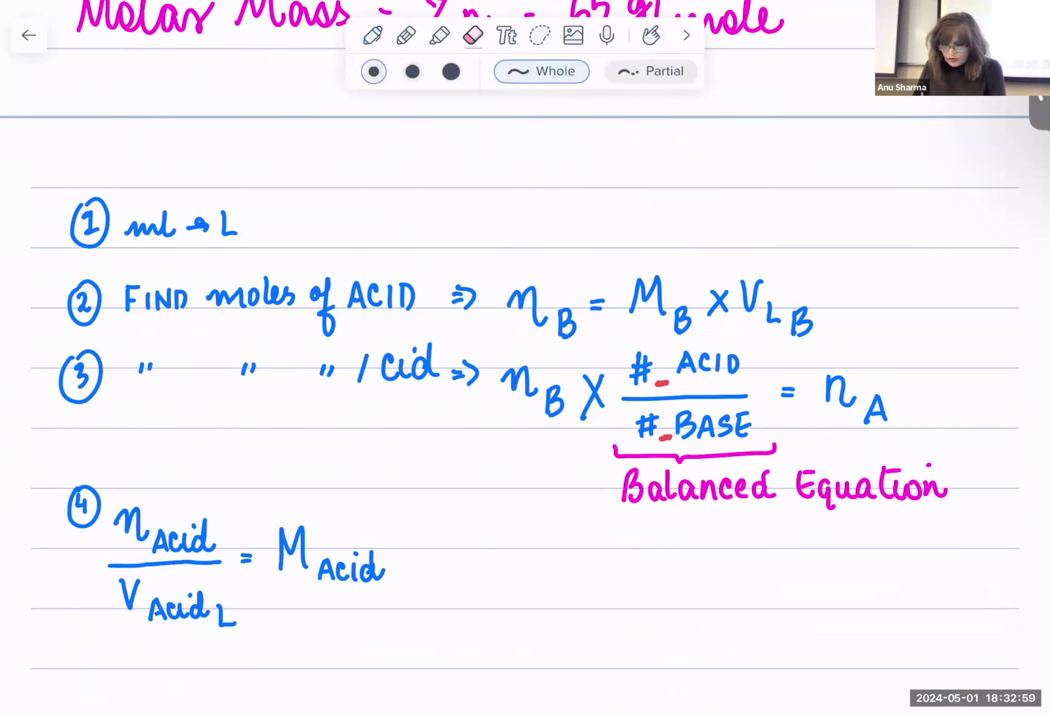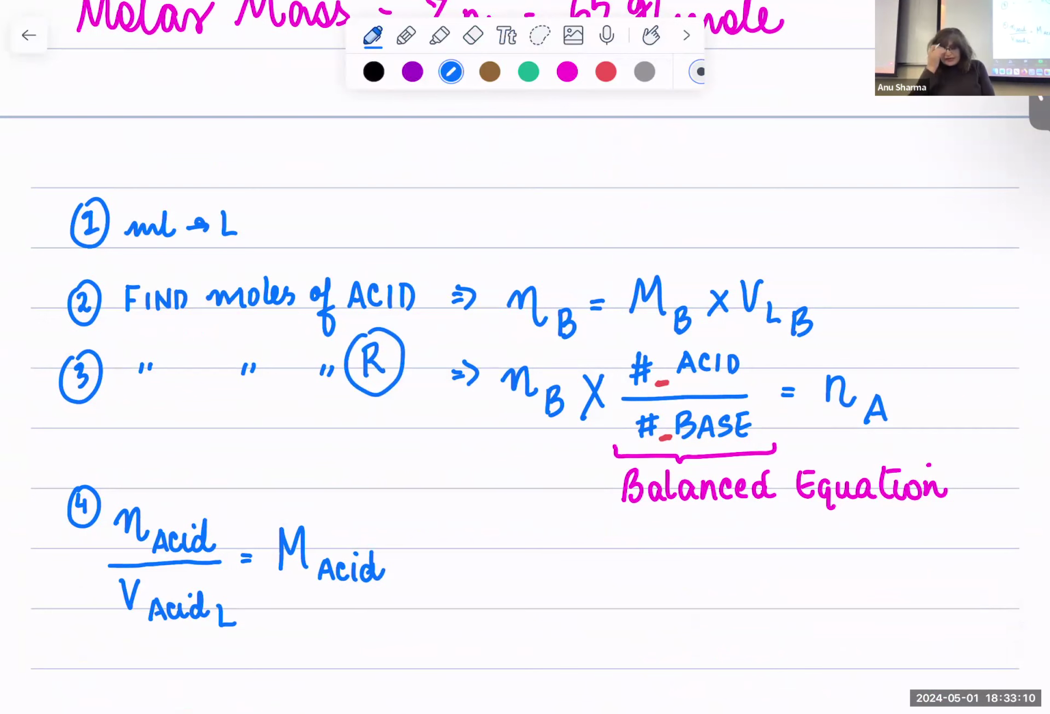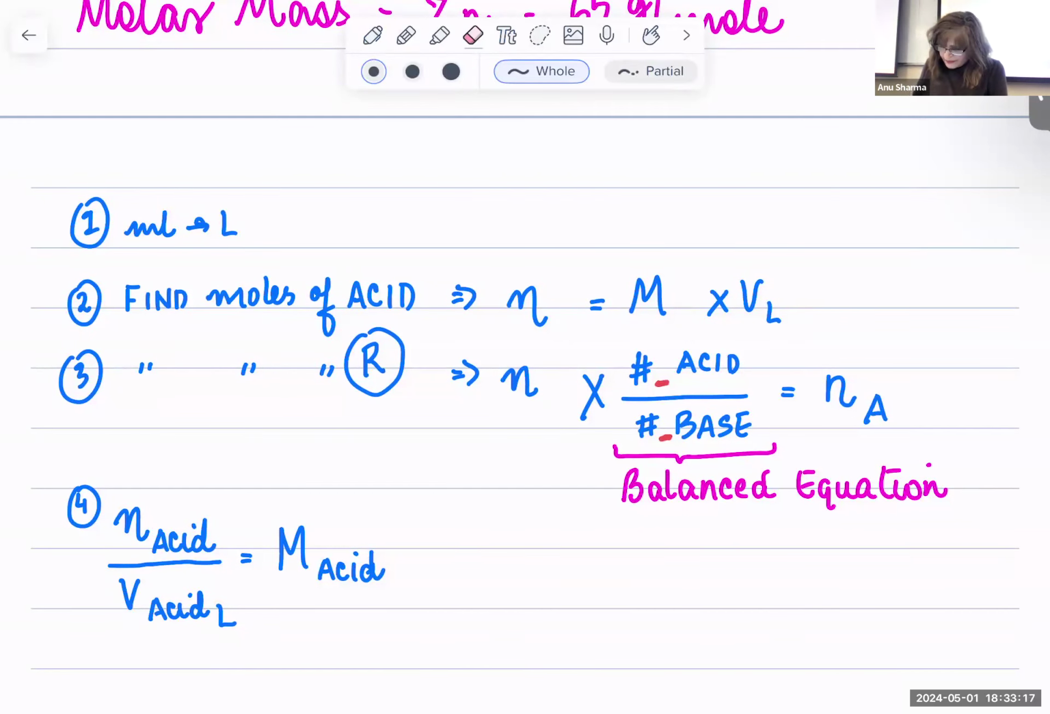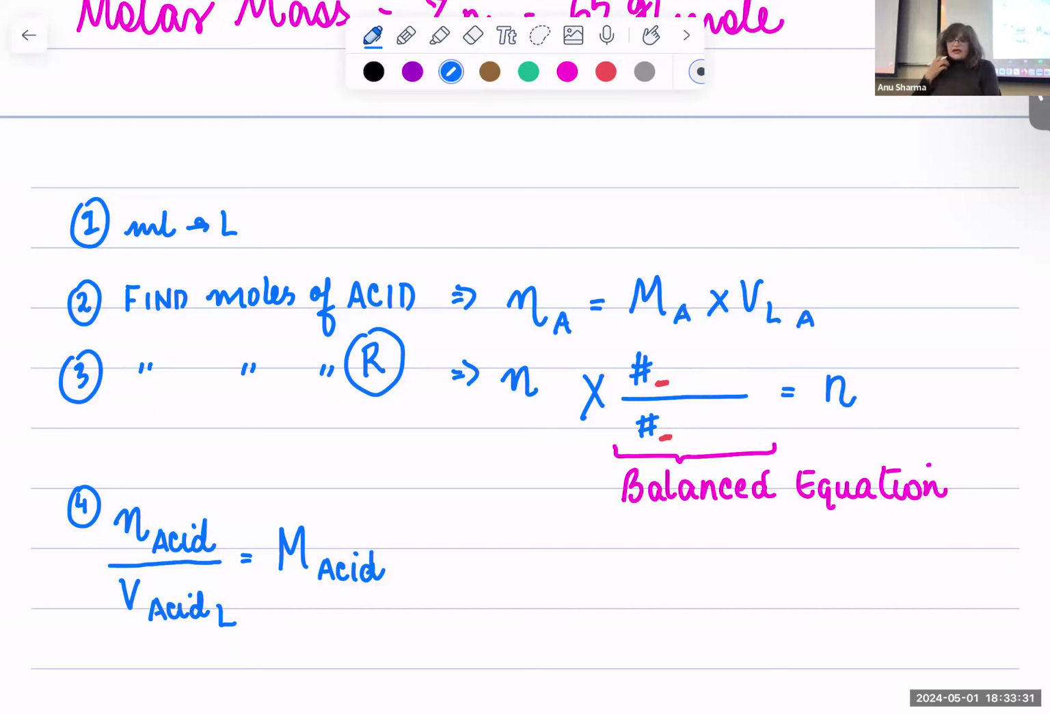Next is find the moles of the other entity, the other reactant. We have the moles of one, so now we need to find the moles of the other reactant. In this case, it's zinc. You take the moles of the acid, which is the molarity of the acid times the volume in liters of the acid. This gives you the moles.